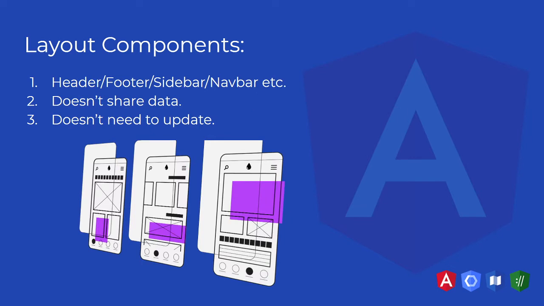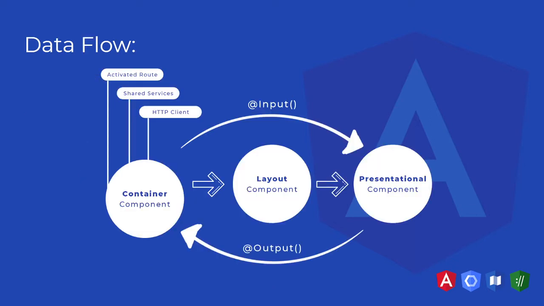The third one is layout components, like header, footer, sidebar, and nav bar. These types of components are known as layout components, which perform these layout parts. Layout components don't share data and don't need to update any data or state. They may have animations or some state for toggling. Other than that, there isn't any data to be integrated in them.